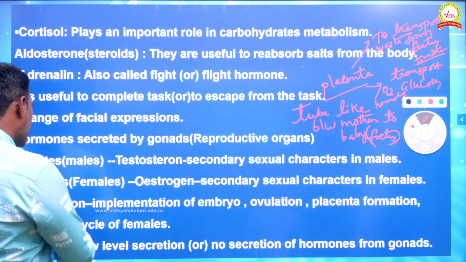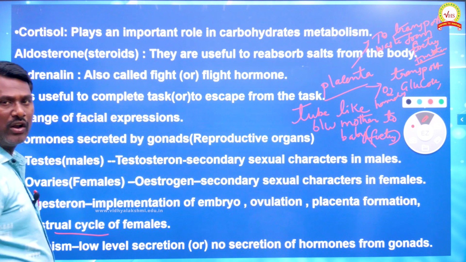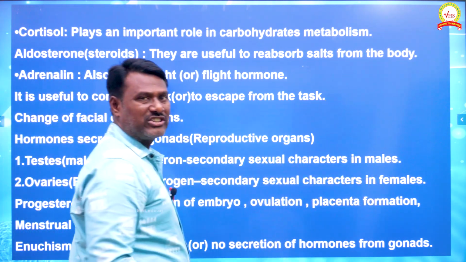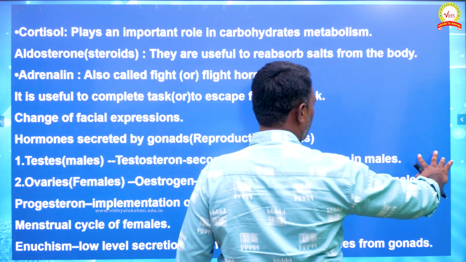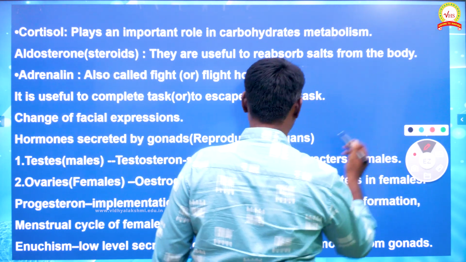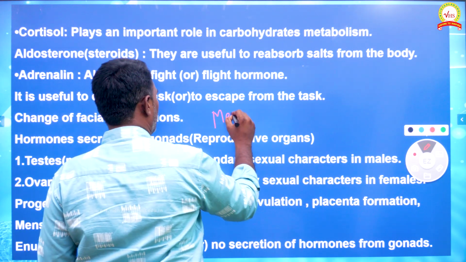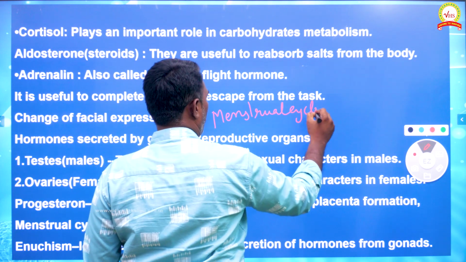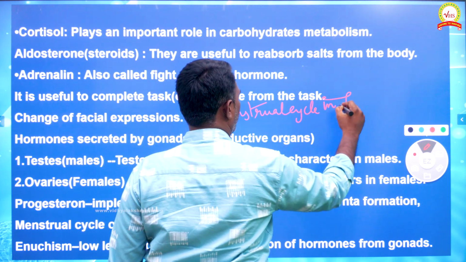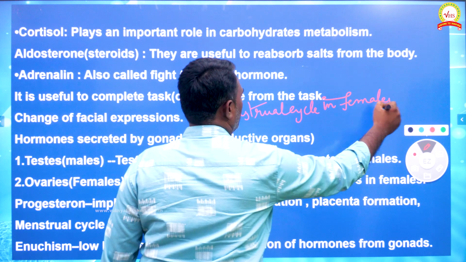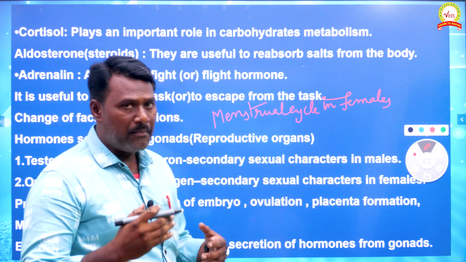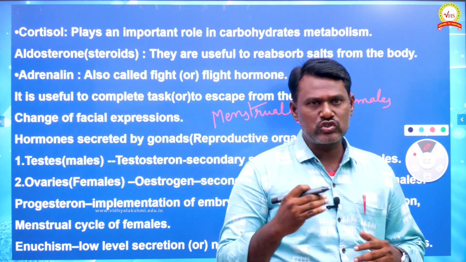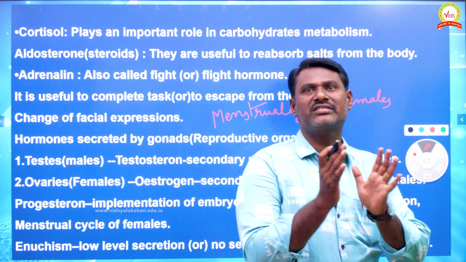One more function of progesterone is that it also plays an important role in a special process, the formation of the menstrual cycle in females. The menstrual cycle occurs only in females, and particularly it starts from the age of adolescence.